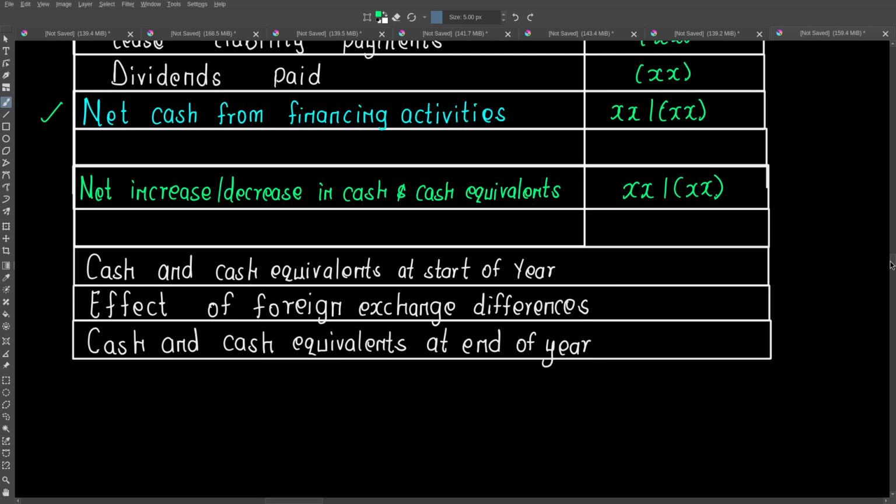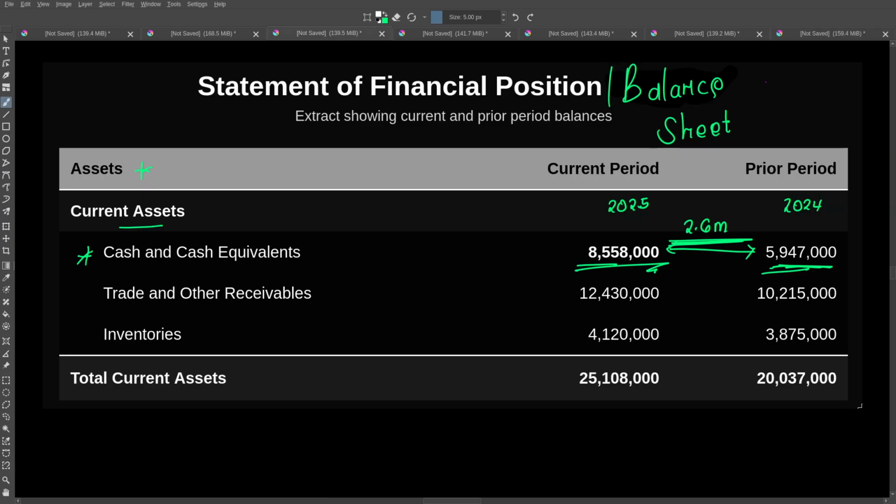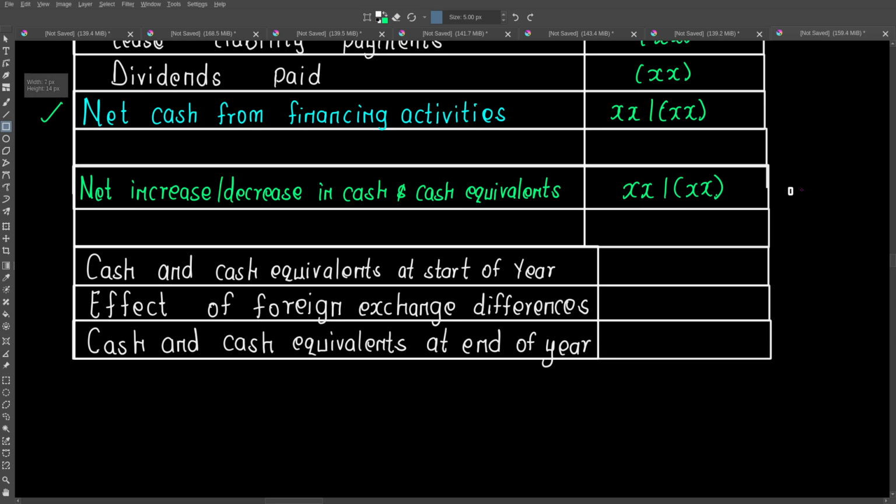So cash, I want you to know one thing, what our goal is. Remember the snippet that we had. I mentioned that when we are looking at the statement of cash flows, this is what we are looking at. So the expectation is, for this company, this extract, the net change should be 2.6 million, okay? This is just an example. This is what you should get here.